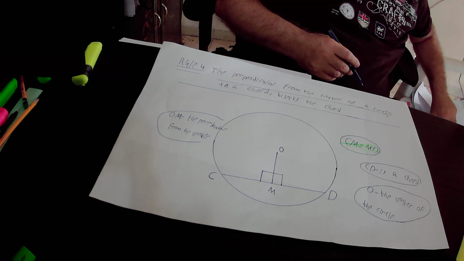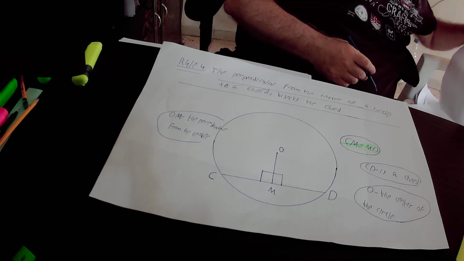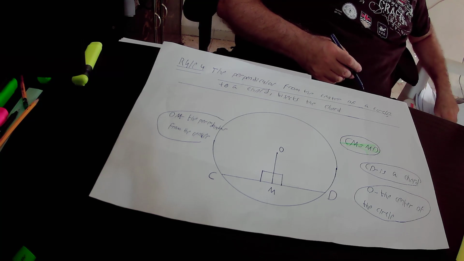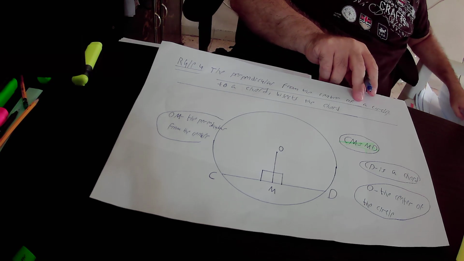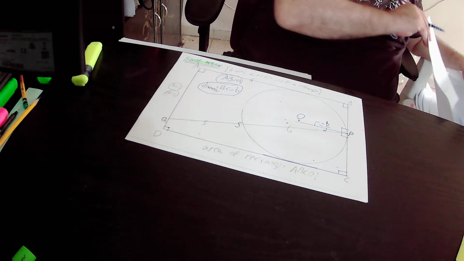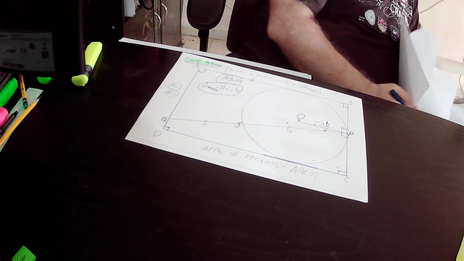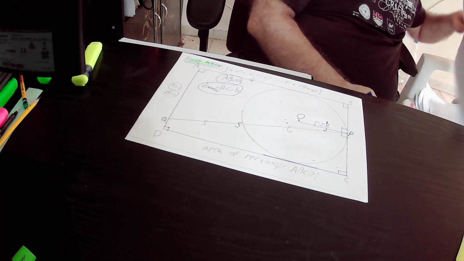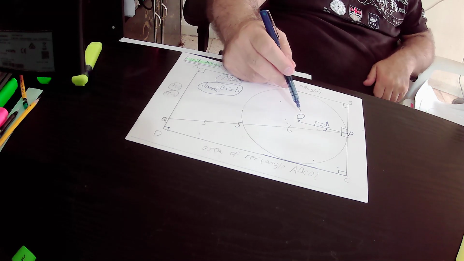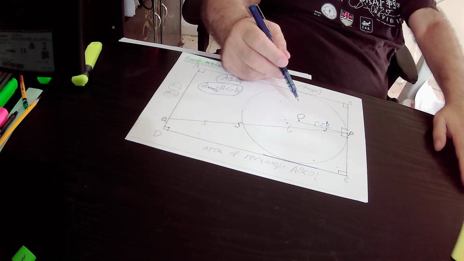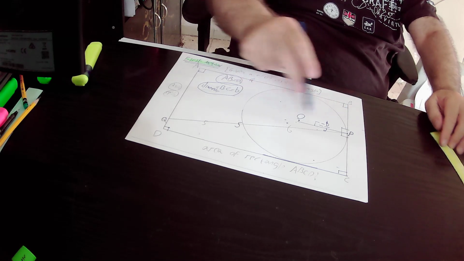CM equals MD according to rule number 4. So you actually can implement rule number 4 in our drawing. From the center of this circle, that is point O, we draw a perpendicular on chord SP.